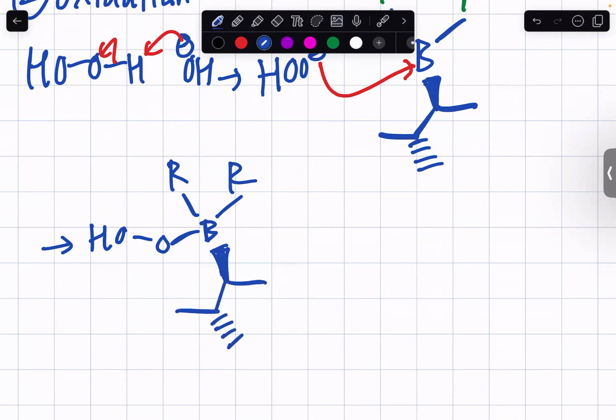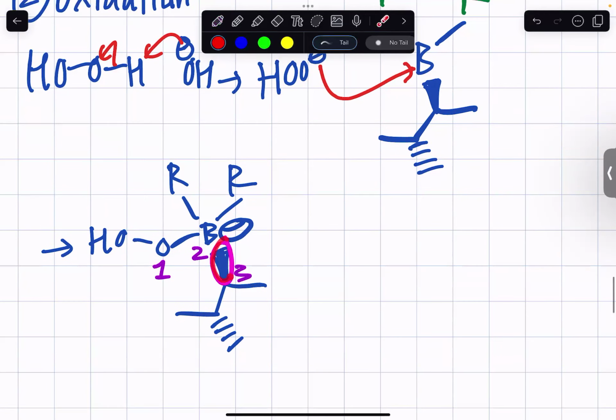Where now this is going to be the weird step because this boron with 4 bonds, 1, 2, 3, 4, has a negative charge. So this is going to be the migration step here where I'm going to label that atom 1, 2, and 3 to keep track of everything. There's a bond between 2 and 3 now. That bond between 2 and 3 is going to migrate and make a bond between 1 and 3 and then kick out that OH group here as the leaving group.